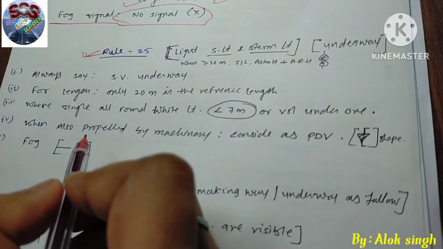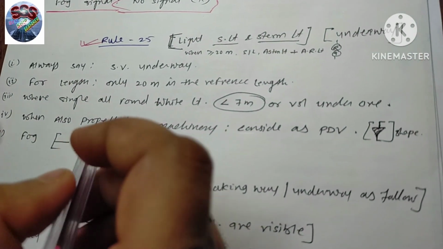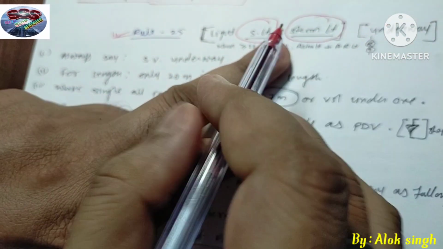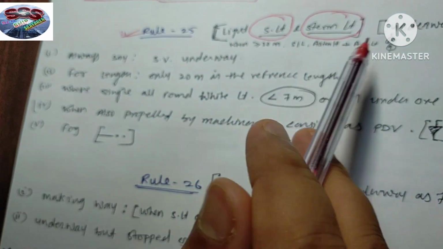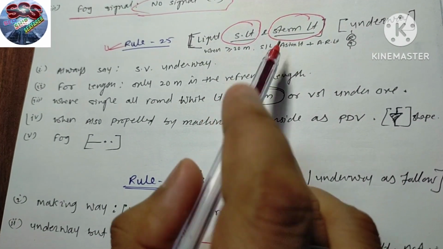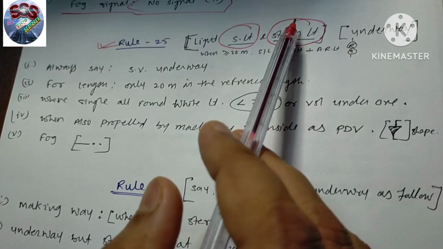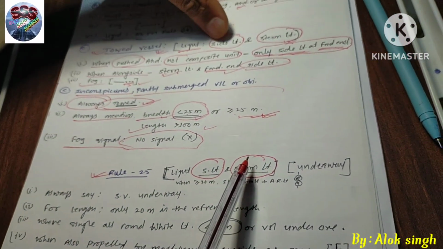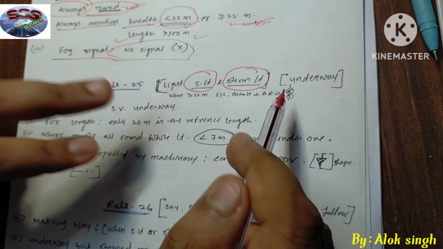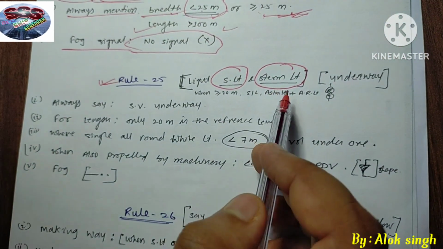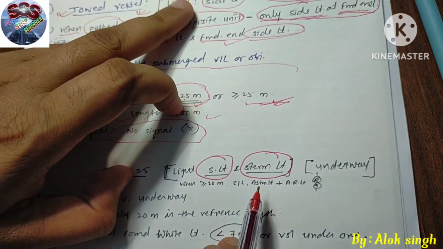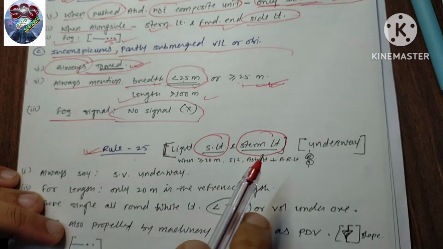It will go to Rule 25, the sailing vessel. So what is the identification of the sailing vessel? It is side lights and a stern light. If you see side lights and stern light, make it clear, with the towed vessel it is also showing side lights and stern light. This one also shows side lights and stern light, and here also it is side lights and stern light. So whenever you see these lights, you should have only two conditions in your mind: either it will be a sailing vessel or a towed vessel.